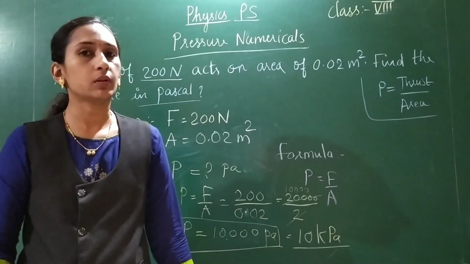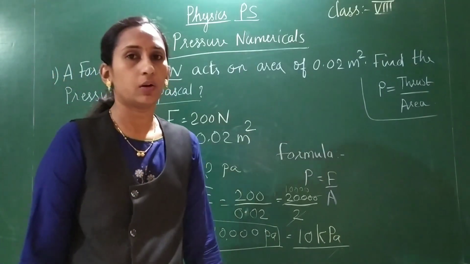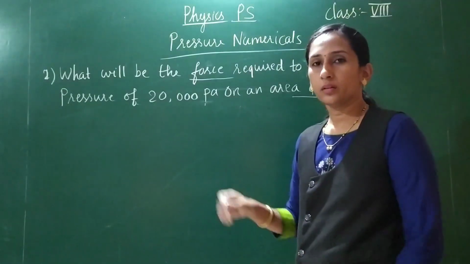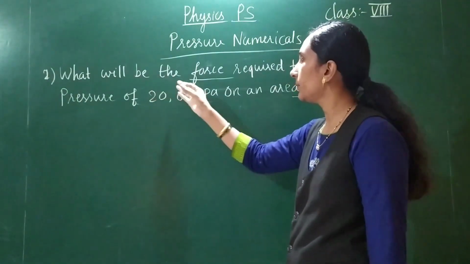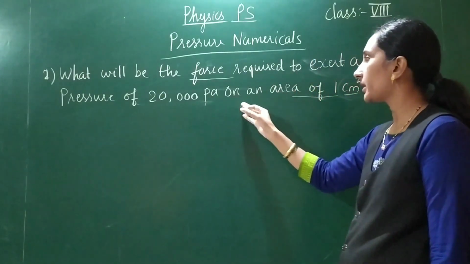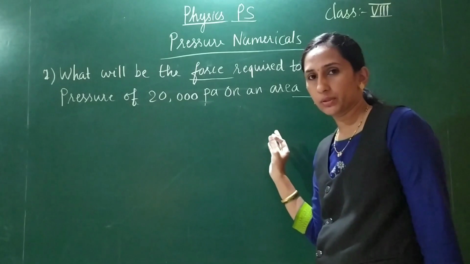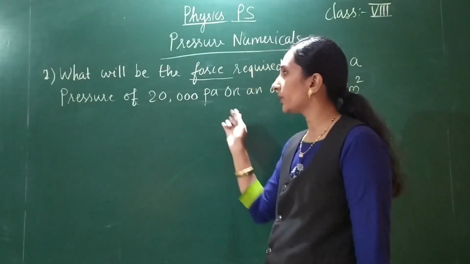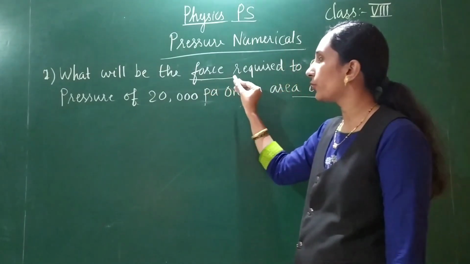Again, one more type of numerical we will see from this topic. This is the second numerical. What will be the force required to exert a pressure of 20,000 pascals on an area of 1 centimeter square? So this is the numerical. How will you solve it? What do we have to find? We have to find the force over here.